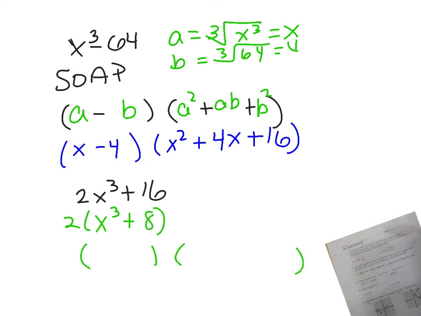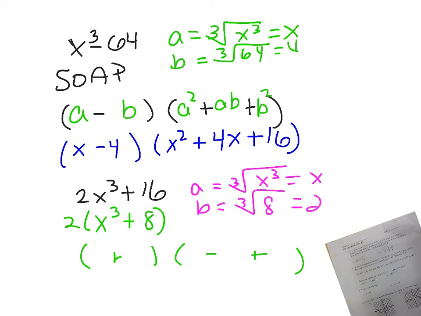Small parentheses, large parentheses. Same sign, opposite sign, always positive. A is equal to the cube root of x to the third, which is x. B is the cube root of 8, which is 2. So it's going to be x plus 2, x squared minus 2x plus 4, because 2 squared is 4. All right, let's take a look at number 5.